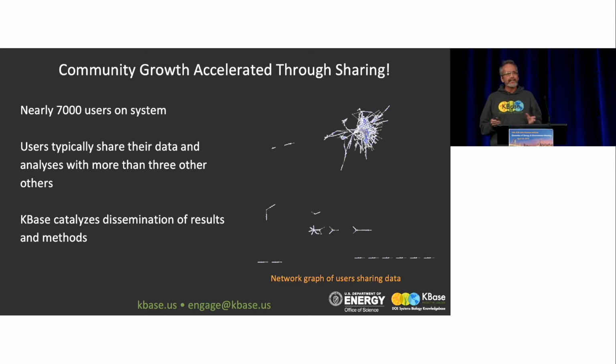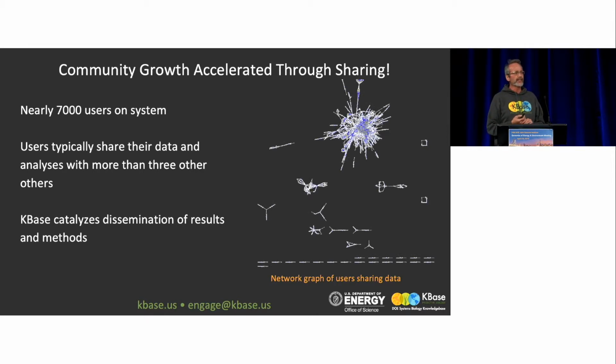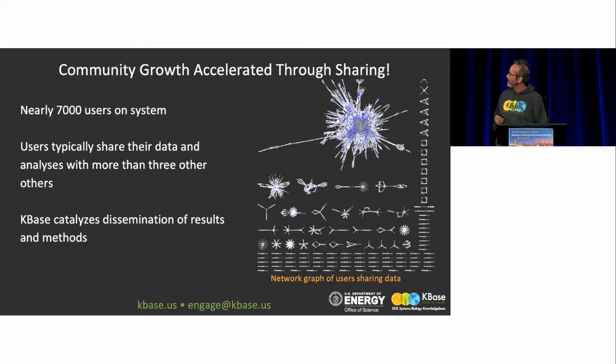The community on KBase is about 7,000 active users. These are people who come to the system and use it at least twice, more or less. The graph you're seeing growing on the right there, I guess, is the user graph made over time. And what it's showing is users who join the system and then begin to share their work with others. And so this is an example of how much sharing is going on in this system and how powerful that is for our user base.